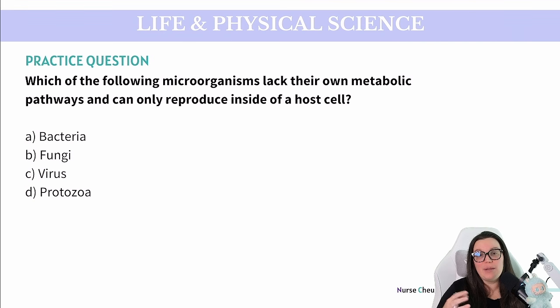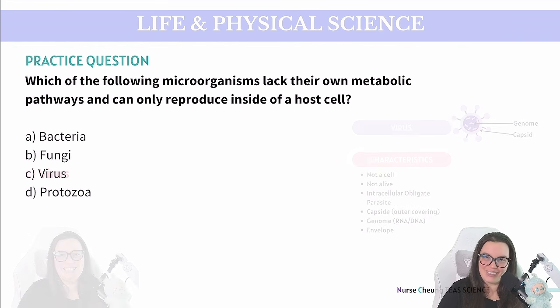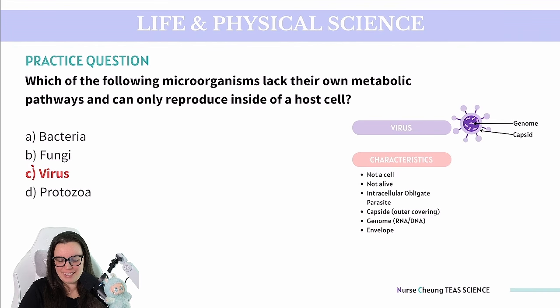So which of the following microorganisms lacks their own metabolic pathway and can only reproduce inside of a host cell? Is it bacteria, fungi, virus, or protozoa? And you're absolutely correct. The correct answer is C. It is a virus. Remember, viruses lack their own metabolic pathways. They can only reproduce by infecting host cells.